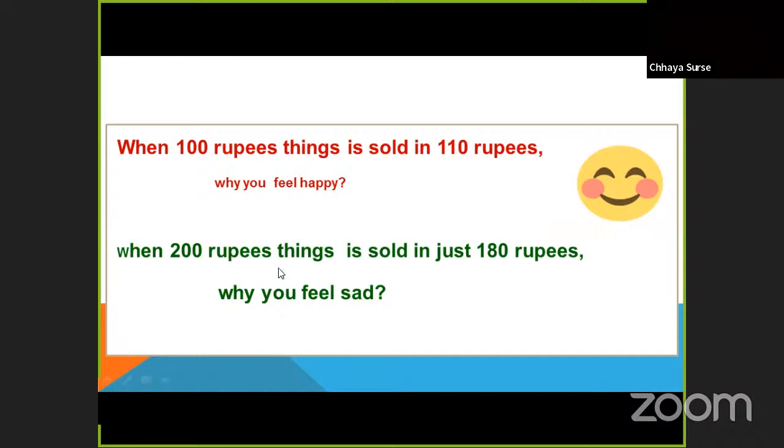But again, another example. There is a thing sold for just 180 rupees only. In this transaction, a 200 rupees thing is sold for 180 rupees. So here is the 20 rupees.